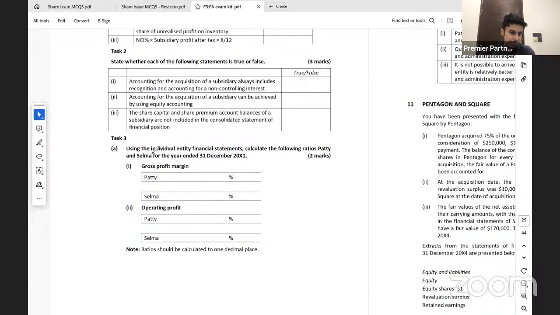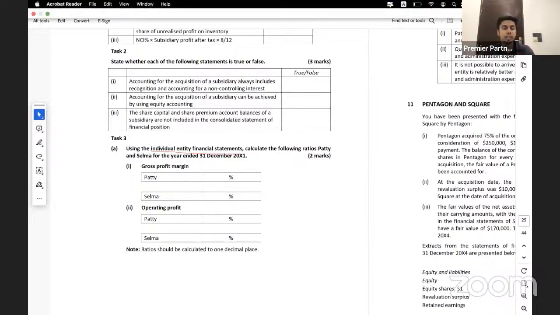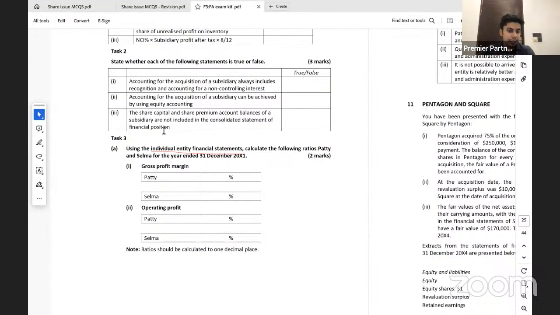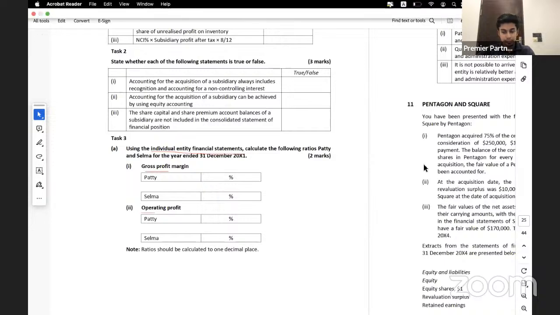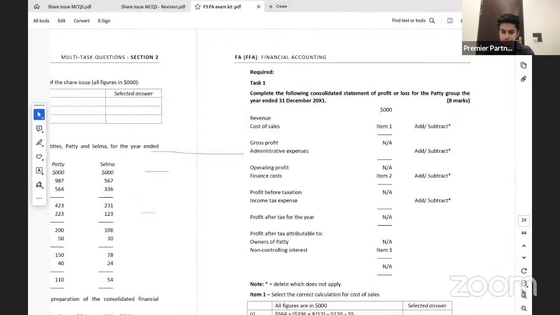Using the individual entity financial statements. Individual entity means don't think about consolidation. Don't look at the consolidation numbers. By looking at the individual entity financial statement, do the ratio gross profit and operating profit for both the companies. That one, guys, we have to do it like this. Right, let's go to the previous page now.